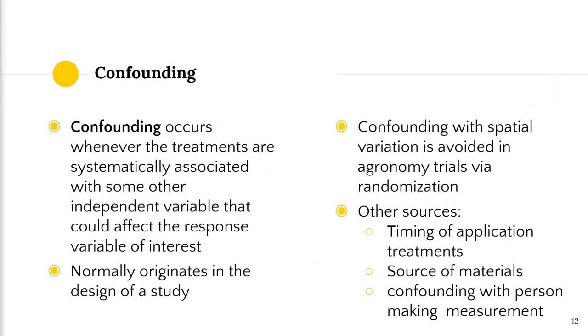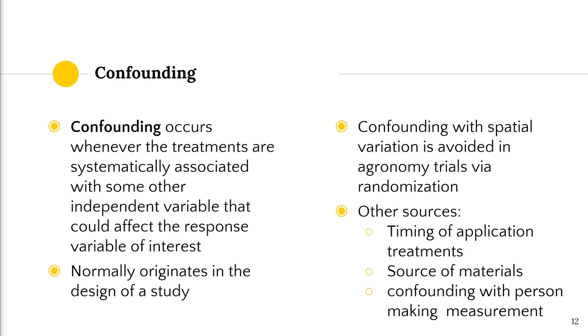Confounding occurs whenever the treatments you are imposing are systematically associated with some other independent variable that affects the response variable of interest. Now that's a very wordy statement, and we're going to get into some examples that really illustrate what I mean by that.